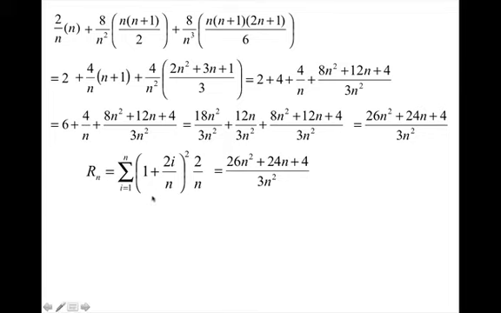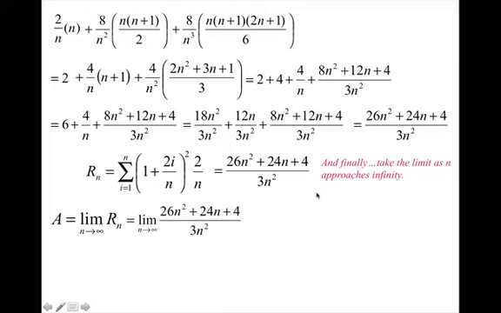And in order to get the actual area under the curve, I now have to take the limit of this Riemann sum as n approaches infinity. So that means I am now going to have the limit as n approaches infinity of 26n squared plus 24n plus 4 all over 3n squared. I go ahead and plug in infinity, and you should get infinity over infinity. So that tells me I can use L'Hopital. So when I L'Hopital both the top and the bottom, I get 52n plus 24 all over 6n.